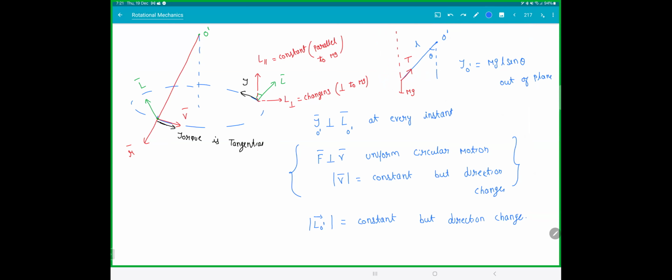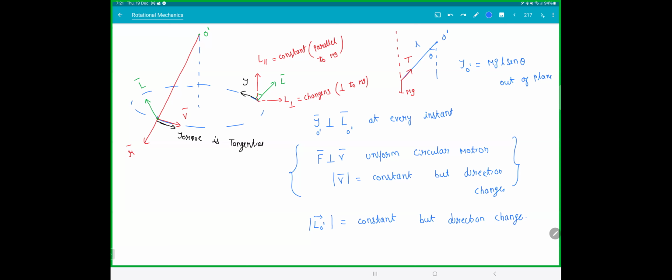If you look at this at every instant, the torque and the angular momentum are perpendicular to each other. It is similar to uniform circular motion, where force was perpendicular to velocity or momentum. If force is perpendicular to velocity, the magnitude cannot change, but the direction changes. In the same way, the angular momentum's magnitude is constant, but its direction changes.